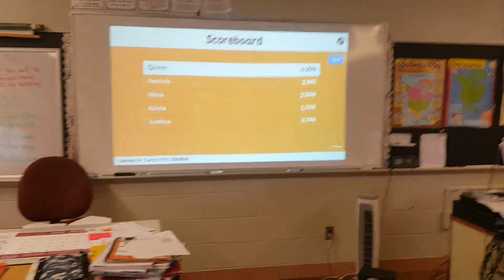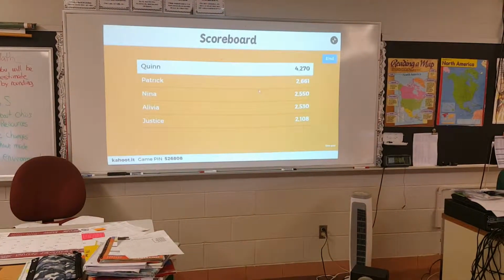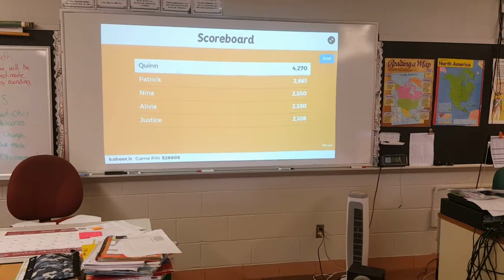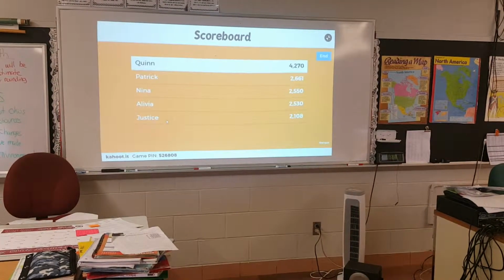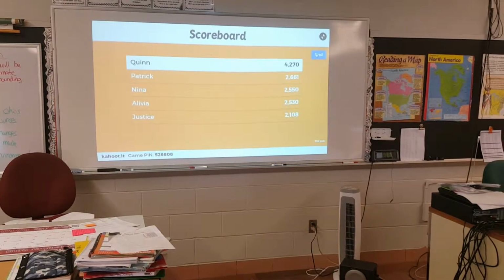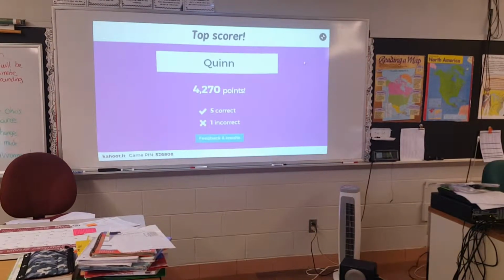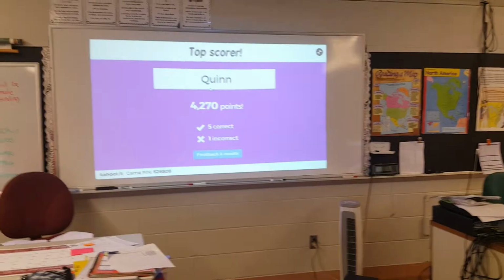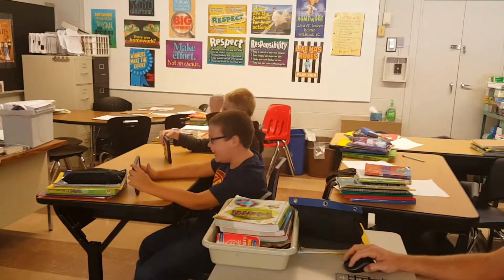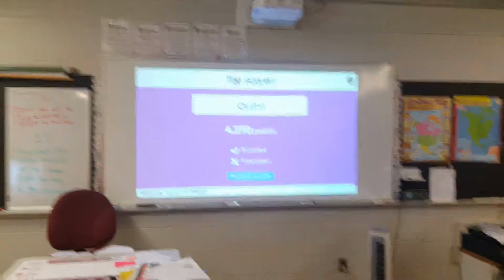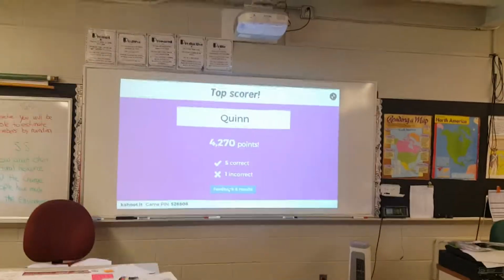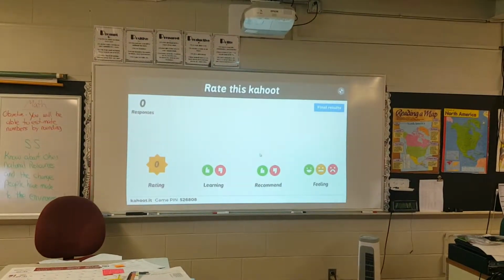Go to the next button, shows the final scoreboard there, and it shows who made it onto the scoreboard and their scores. At this point, you can hit end. It shows your top scorer, and Quinn shows how many Quinn got right, how many Quinn missed, and then obviously his overall point total. You can go ahead, if you would like, to hit feedback and results.